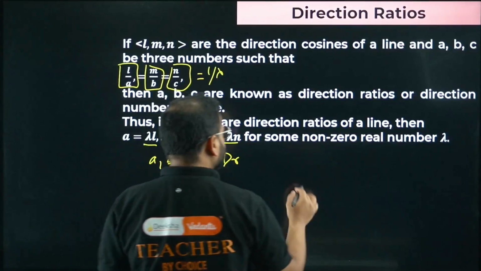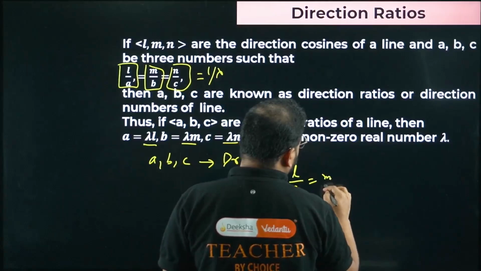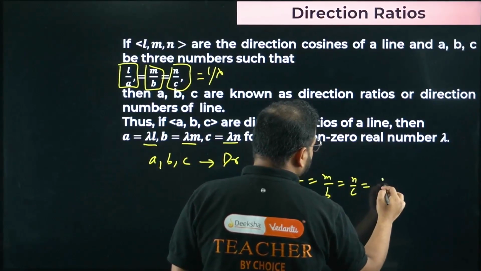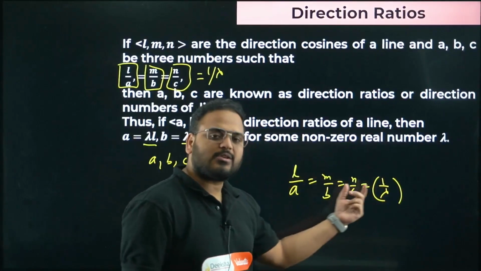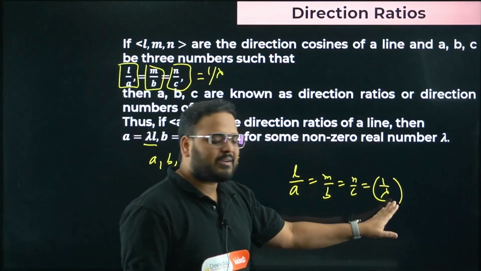Okay, what I'm trying to say is, if I write here L by A equals M by B equals N by C equals 1 by lambda, it's a constant only, right? Proportional means there will be a constant value, equivalent to the ratio. So let's call that value 1 by lambda.